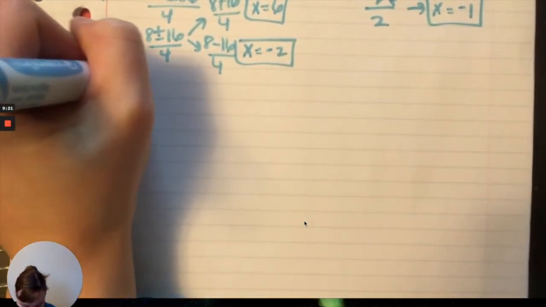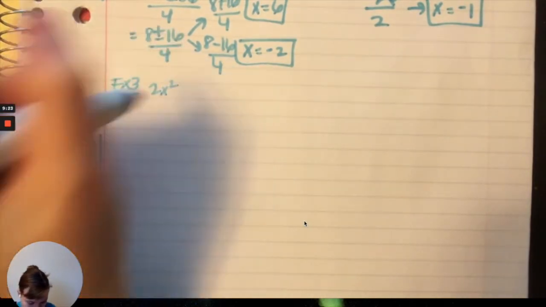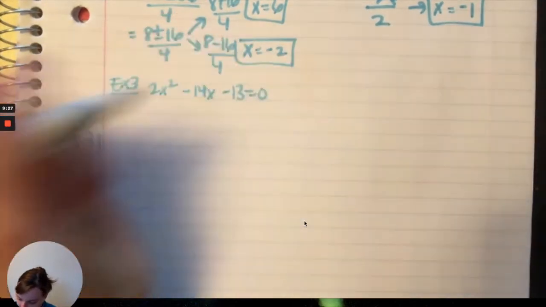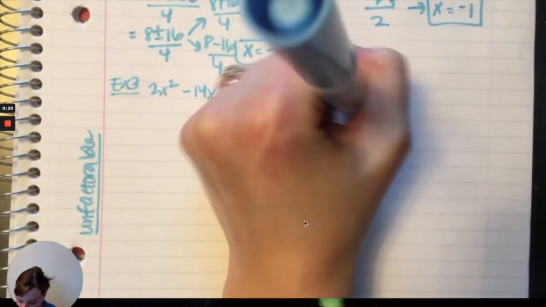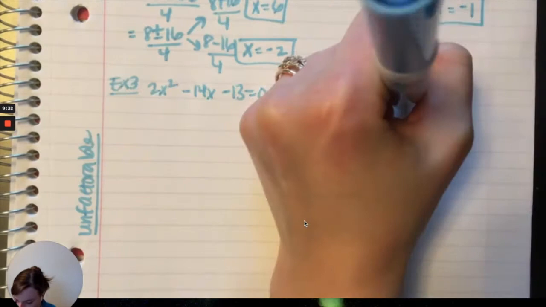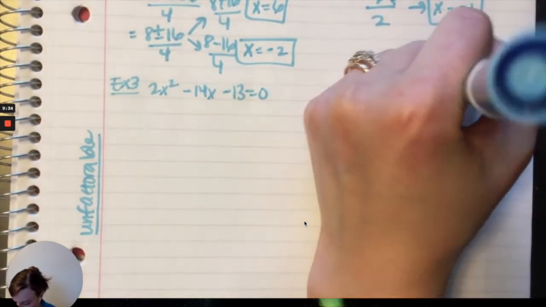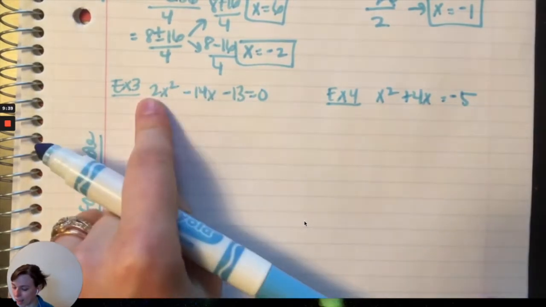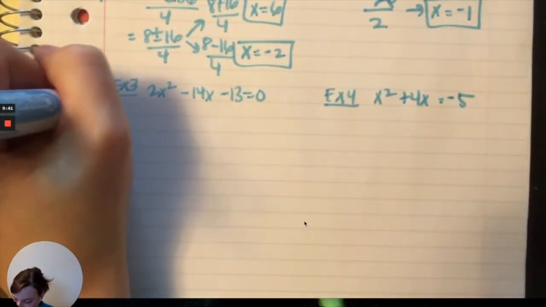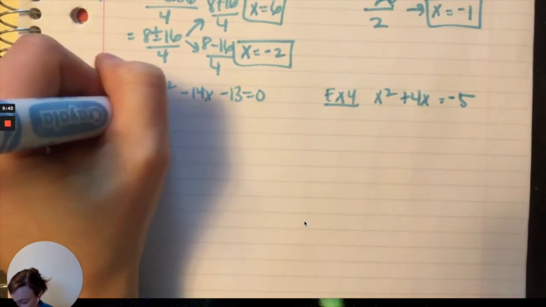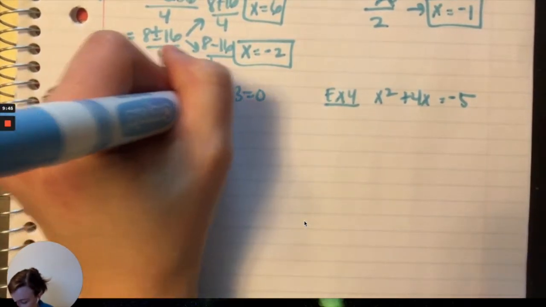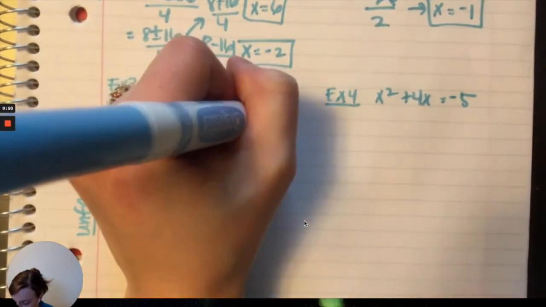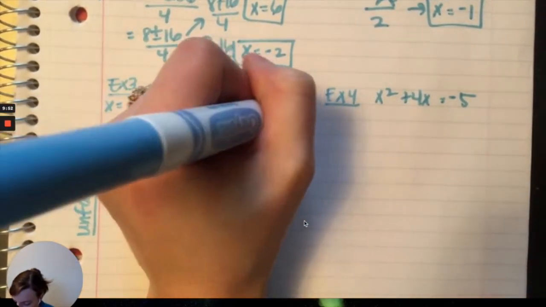Yay! So example 3 is going to be 2x squared minus 14x minus 13 equals 0. And example 4 will be x squared plus 4x equals negative 5. So again, this is in standard form already, so we can find our A, our B, and our C. So I'm just going to stick stuff in. Opposite of negative 14 plus or minus the square root of negative 14 squared minus 4 times A times C. It's 13.